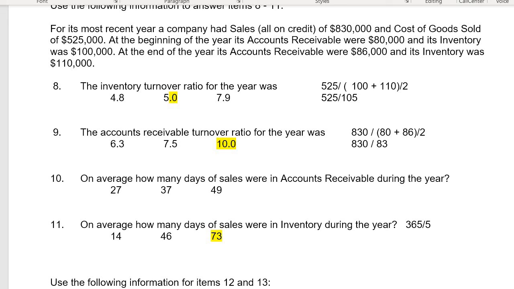So how many days sales are in there? Well, we're going to do the same thing. We're going to take our 365 days in a year, and we're going to divide it by the fact that we turn it over 10 times, which is 36.5. I'm going to round off to 37.